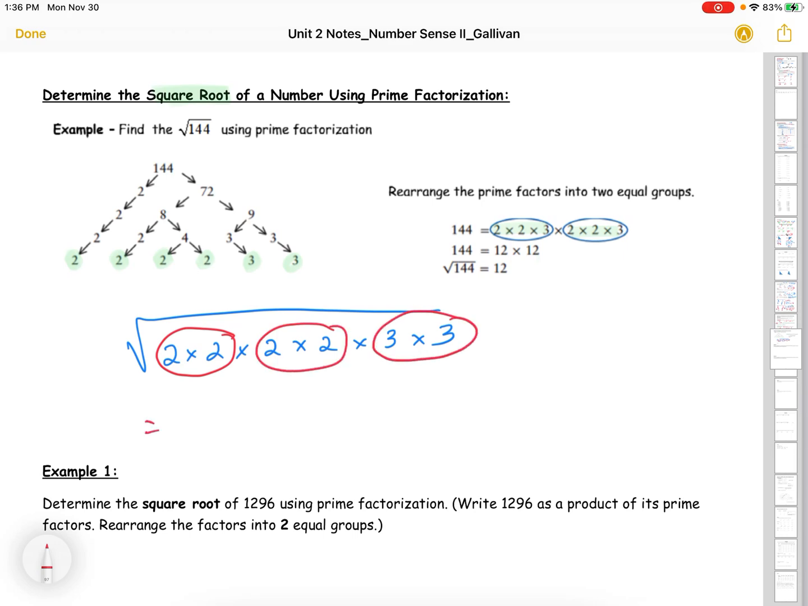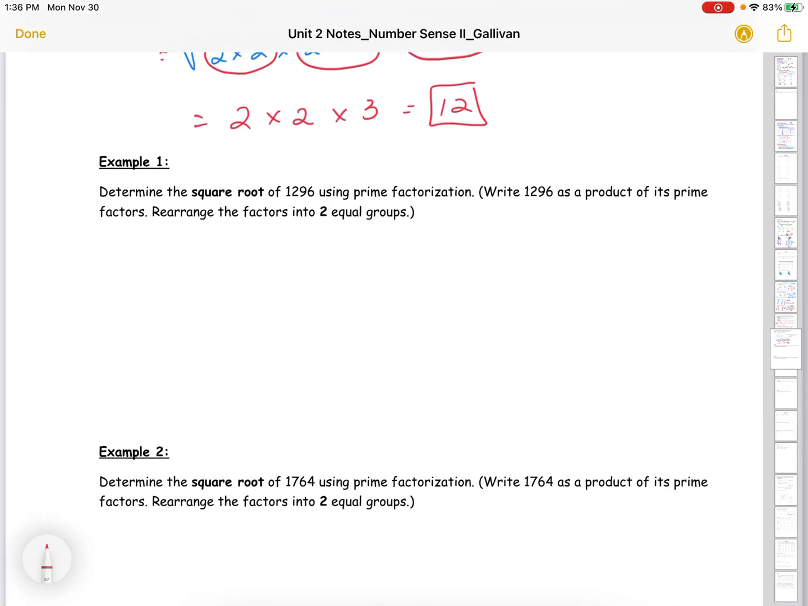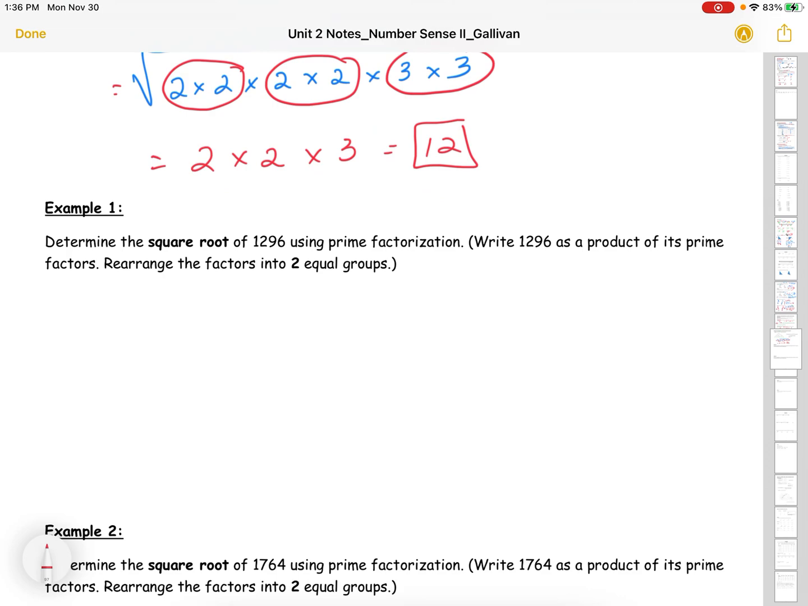So if I have a pair on the inside, that will be worth 1 on the outside. So this will be 2 times 2 times 3, which equals 12. So that's another way you can kind of think of it.